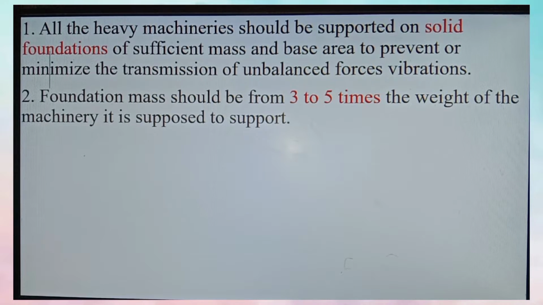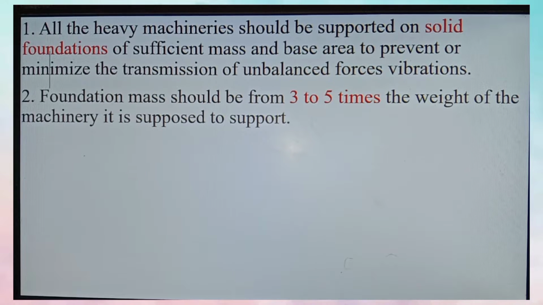For example, in the absence of this 3 to 5 times, if it is not given, we can assume an average of 4 times. Just make it an average of 3 to 5. The average of 3 to 5 is 4, right? So you can assume to use 4 times the weight of the machinery for the weight of the foundation mass.